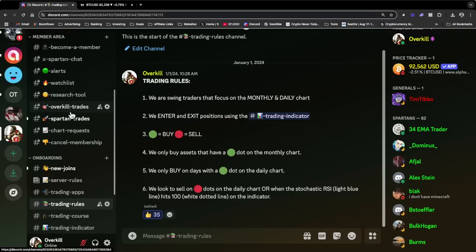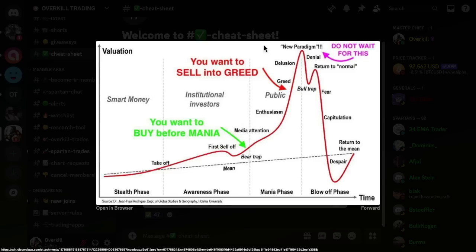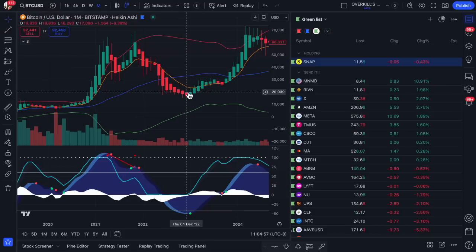Once you guys start to understand how these markets move a little bit more, it's all based on psychology. A lot of these markets are controlled by big hedge funds, billionaires, trillionaires, right? People that we call the smart money. The smart money normally enters in the stealth phase. Our stealth phase on the macro time frame was back here in 2022, 2023.